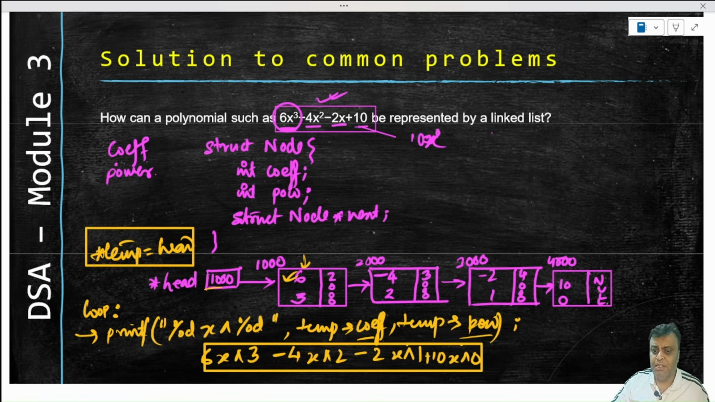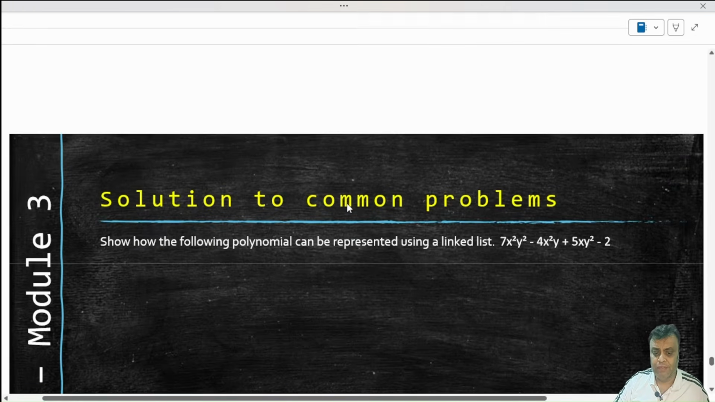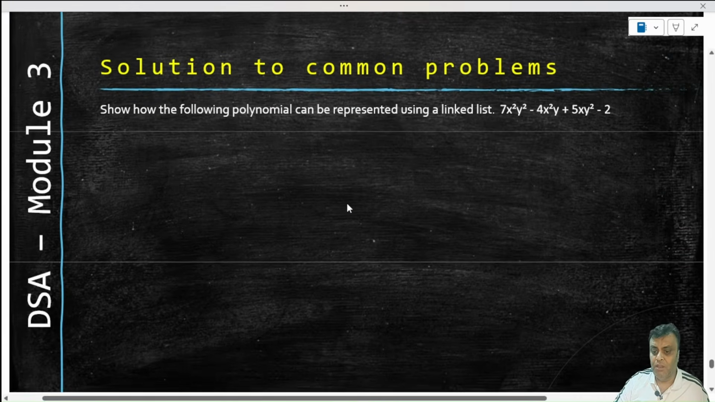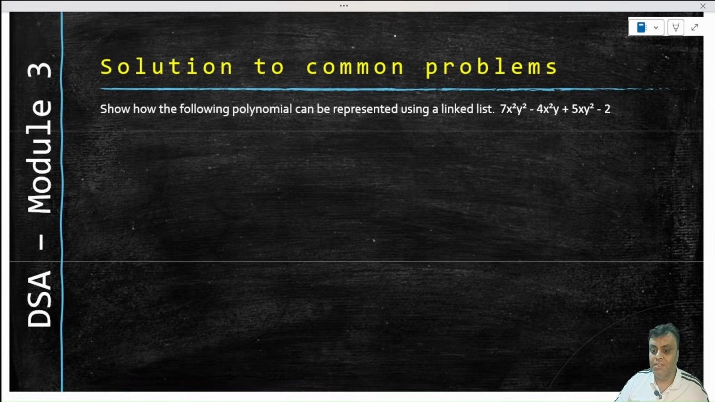The next example is a variation of this. Show how the following polynomial can be represented using a linked list, and you can see there are two kinds of powers here. So we'll take the same thing, struct. First of all, validate whether these are in descending order, and I'll tell you why in the next example. Right, so they are in descending order of powers. There is nothing wrong with it.